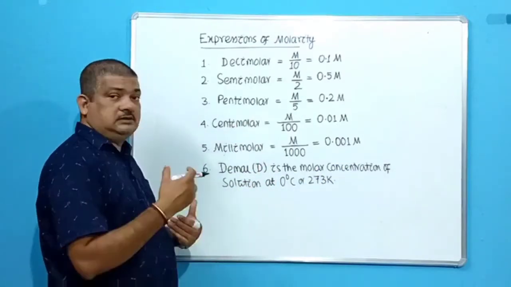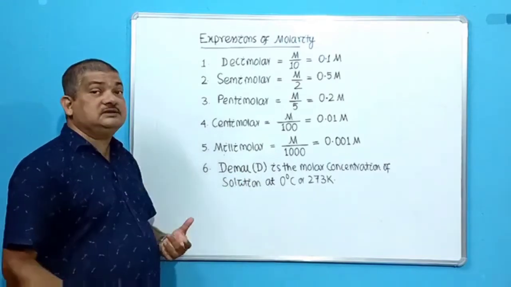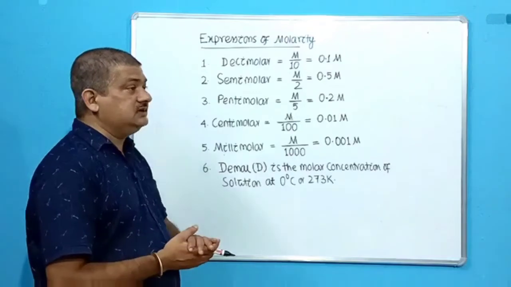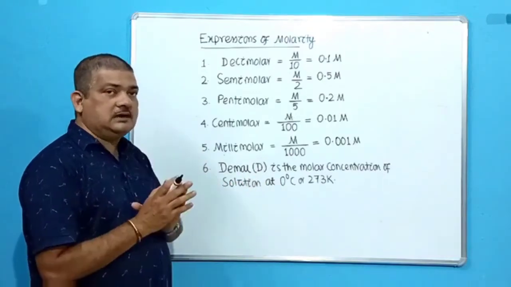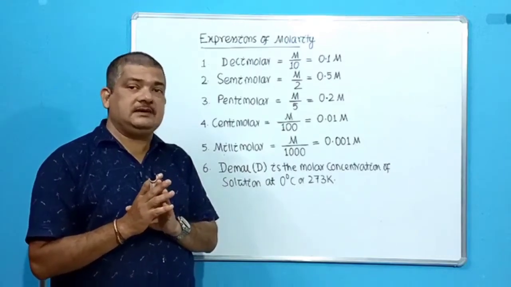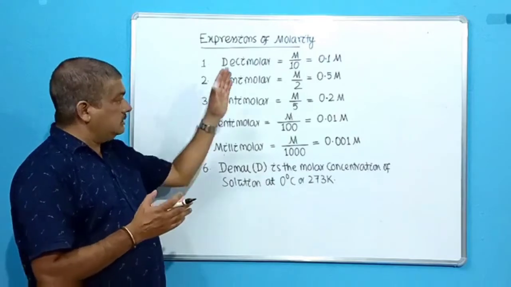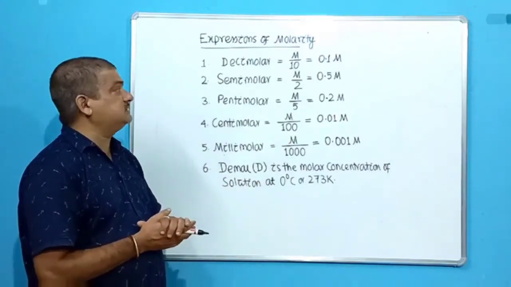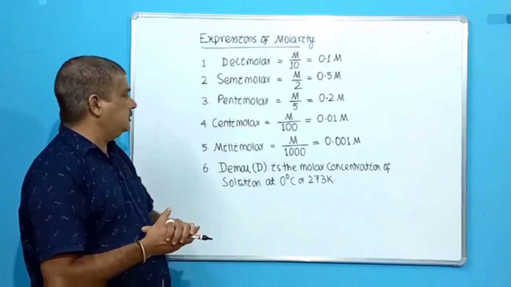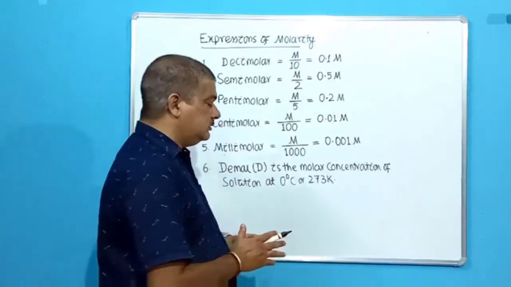Then another important question that is asked is demal. Demal is the molar concentration of any solution at 0 degrees Celsius or 273 Kelvin. Suppose you are asked what is demal, you have to remember, this is the molar concentration of a solution at 0 degrees Celsius or 273 Kelvin. So these are some common expressions used in the questions. You should be thorough regarding these expressions of molarity. Decimolar, semimolar, pentimolar, centimolar, millimolar are the common terms used in the questions.